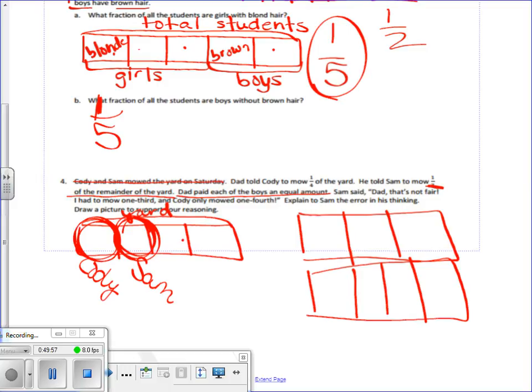Okay. So, why is Sam incorrect? Because they both did the same amount. They both really did 1/4 of the yard. Sam really did do 1/4 when he did 1/3 of the remainder. Wasn't it really 1/4? Yes, ma'am. Because there were 3 parts left, it was 1/3 of the remainder, but it's really 1/4.